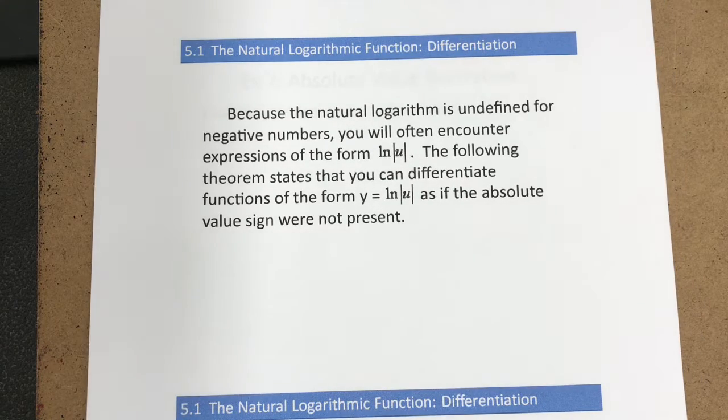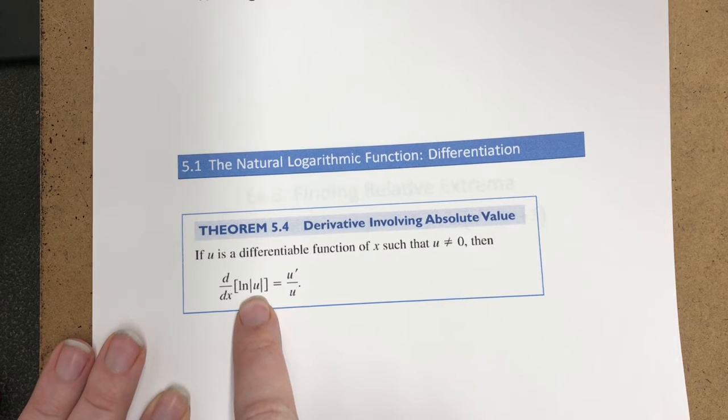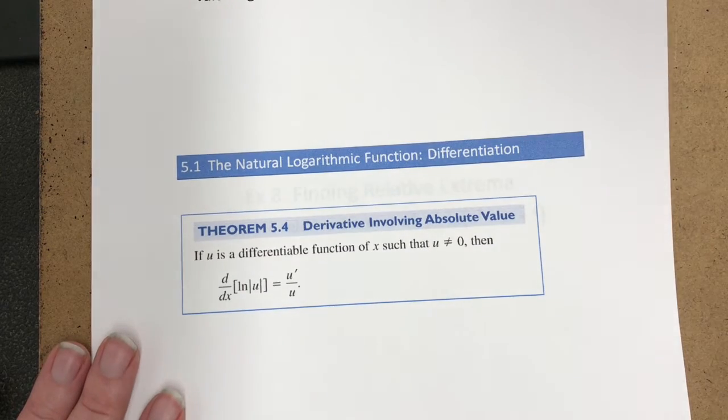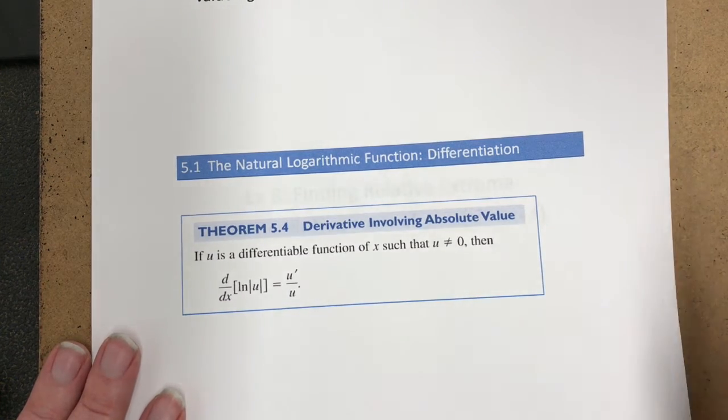Right, so because the natural logarithm is undefined for negative numbers, you will often encounter expressions of the form the natural log of the absolute value of u. So the following theorem states that you can differentiate functions of the form y equals the natural log of the absolute value of u as if the absolute value sign were not present. That's all they're saying here: they're putting that absolute value in there so we know that we can go ahead and treat it like a normal function, because we can't take the natural log of negatives. They're just taking away the negatives by putting the absolute value in there, but it doesn't affect how we actually take the derivative.